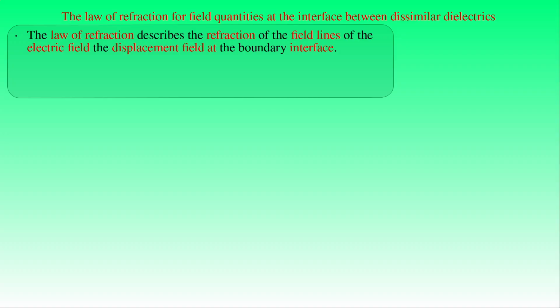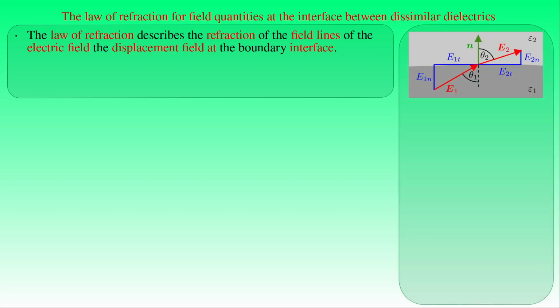As a consequence of the boundary conditions imposed on the field quantities across the boundary interface between two dissimilar dielectrics, we can prove the law of refraction for the field lines of the electric field and the displacement field at the interface. For the electric fields E1 and E2 at the boundary interface between the insulating media with the dielectric constants epsilon 1 and epsilon 2, let θ1 and θ2 denote the angles between the vectors of the electric field and the normal vector n to the interface.